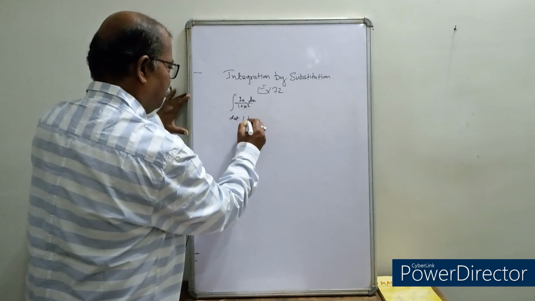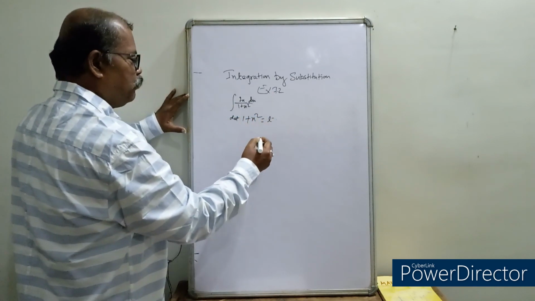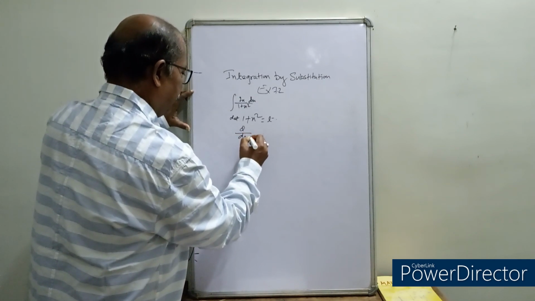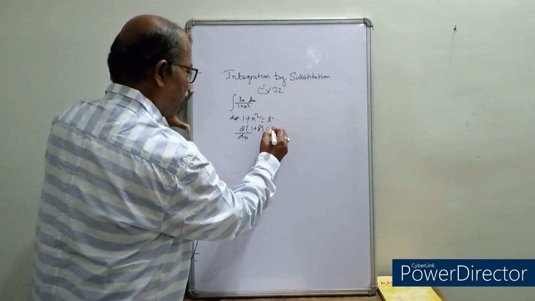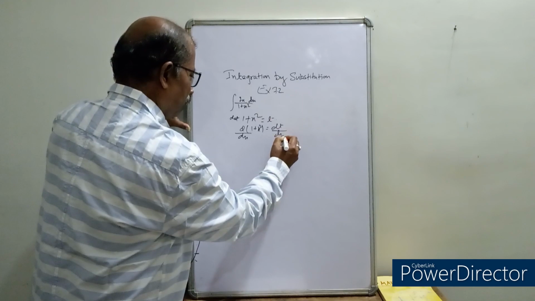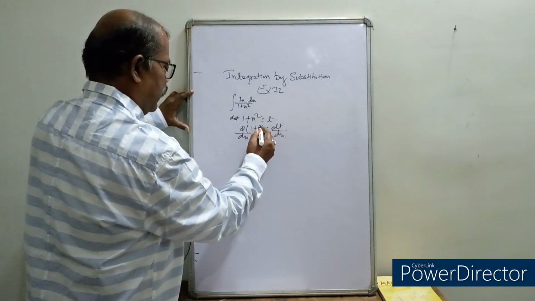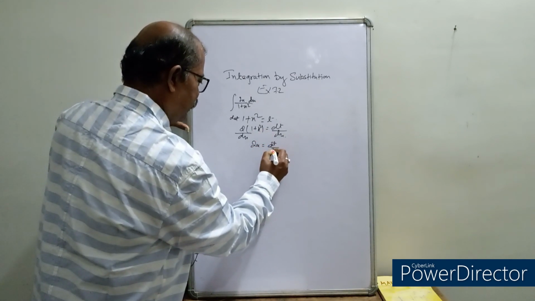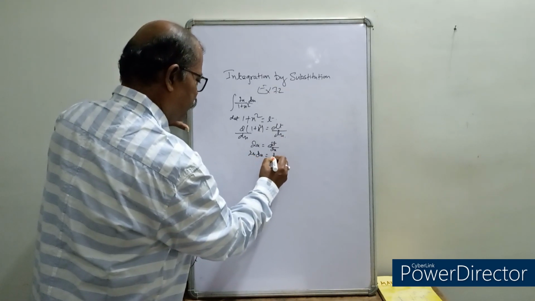Let 1 plus x square be equal to t. Now differentiate both sides with respect to x: d/dx of 1 plus x square is equal to dt by dx. The differentiation of the constant 1 is 0 and of x square is 2x, so 2x is equal to dt by dx. So here 2x dx is equal to dt.